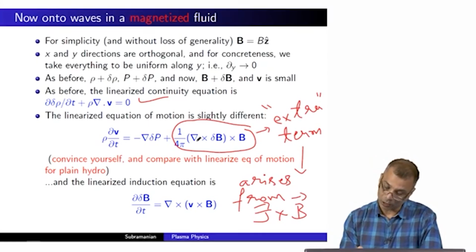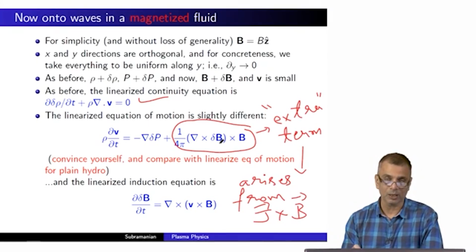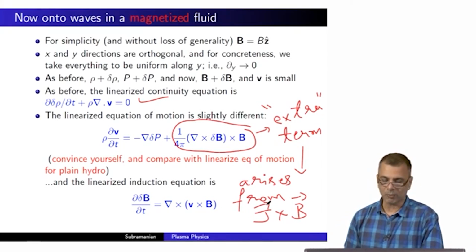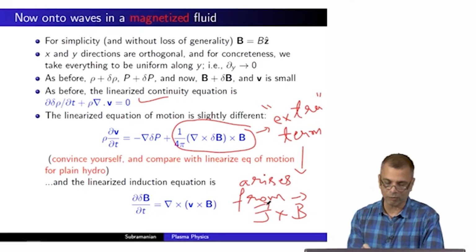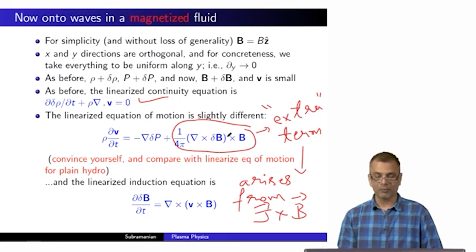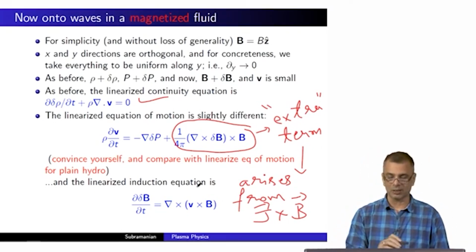But this is not J cross B itself. This is something that needs to be kept in mind. This is the linearized version of J cross B, and J is simply curl of B. So that's the extra term, and so the linearized equation of motion, neglecting viscosity of course, is that, and the linearized induction equation is this.